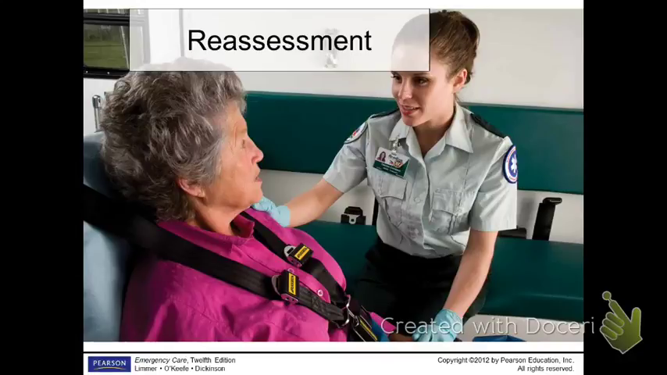Okay, so when you're reassessing patients, or doing ongoing assessment, again, same thing that you would do with any other patient. Especially be really aware of altered mental status, as well as your ABCs, as well as vital signs, checking interventions, things like that.